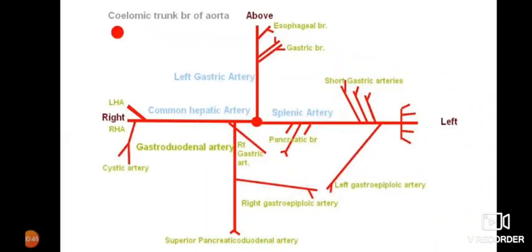Now let's first look at the celiac trunk and its branches. Celiac trunk forms three major branches: the left gastric artery, which is the smallest branch, common hepatic artery, and the splenic artery, which is the largest branch.